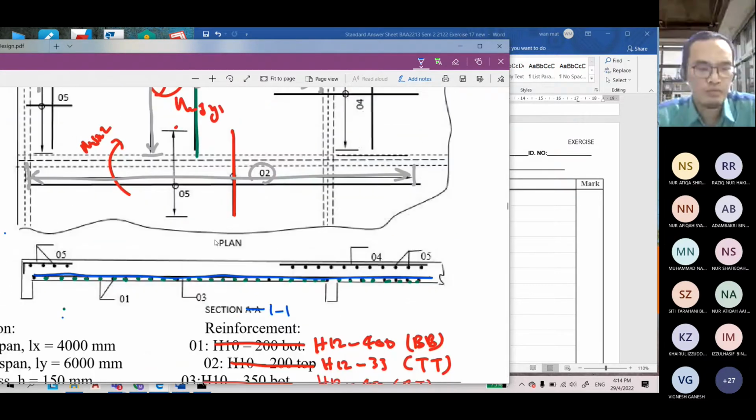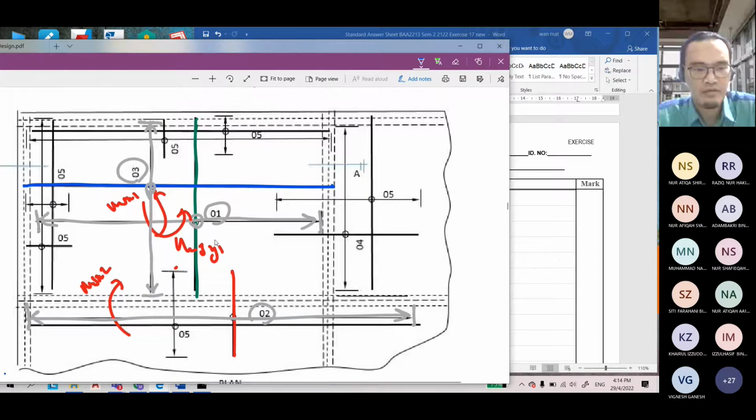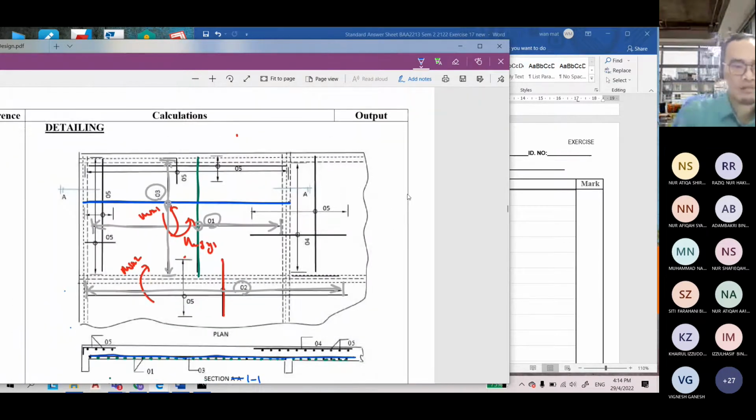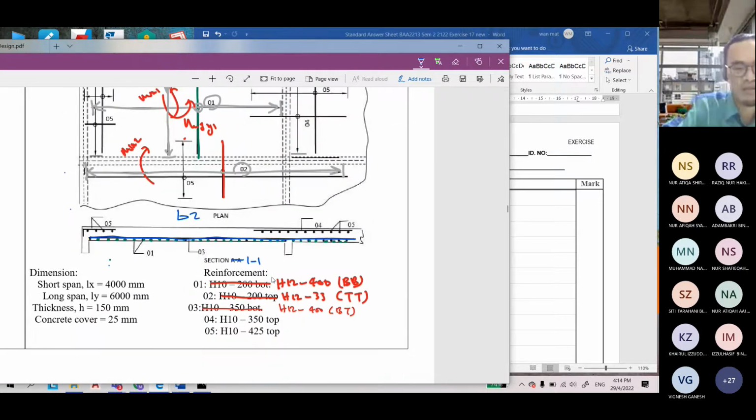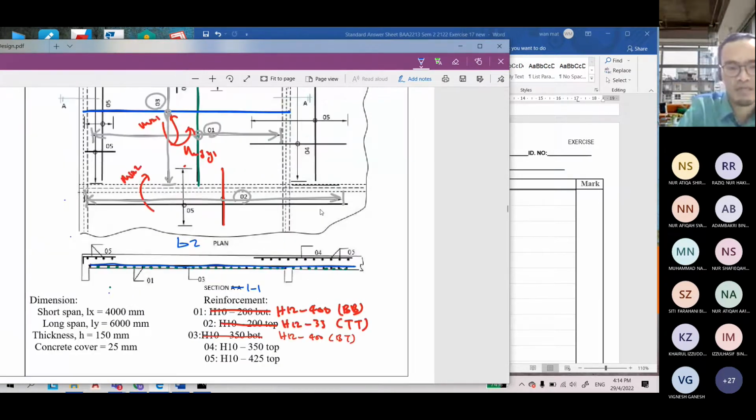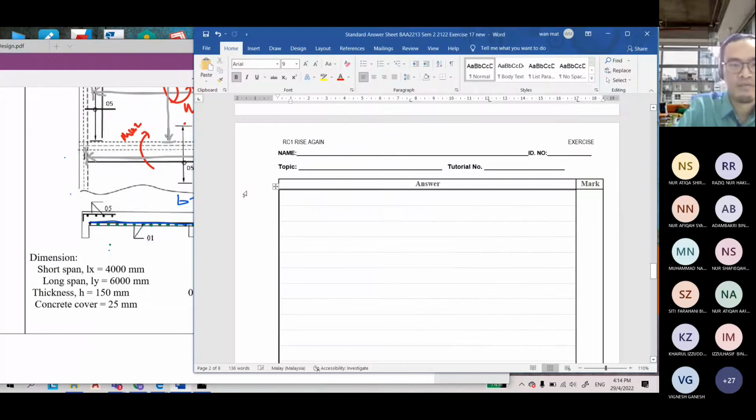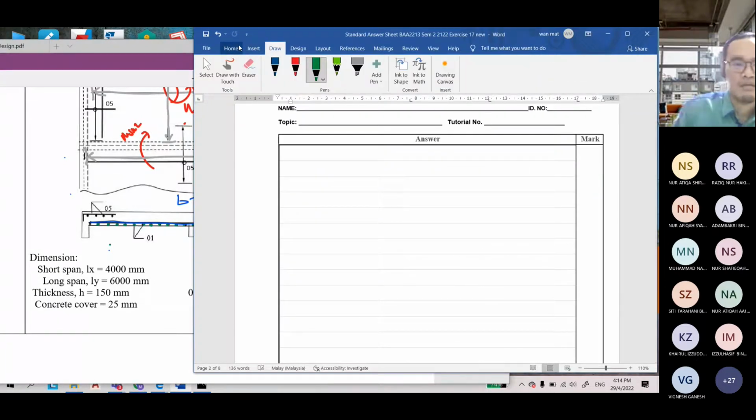For section 2.2, you try to do it on your own. Section 2.2 is here. Let's say you cut from here to here, and then try to provide section 2.2 on your own, which one is at the top and which one is at the bottom. Okay, let's proceed with the long span, still long span, but now at the support.